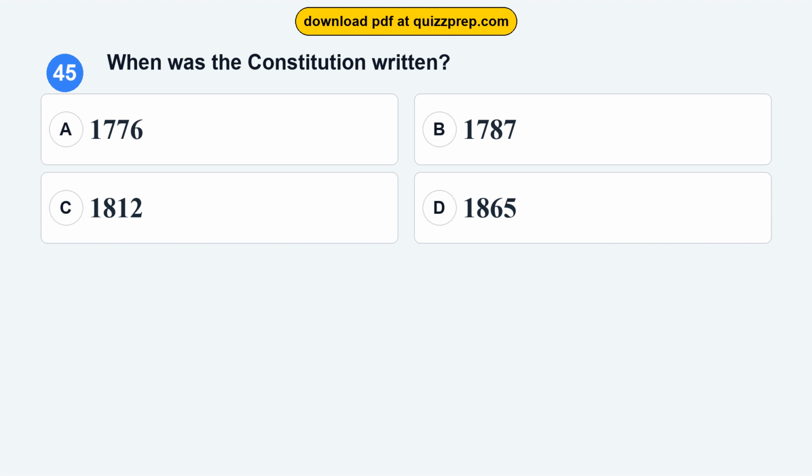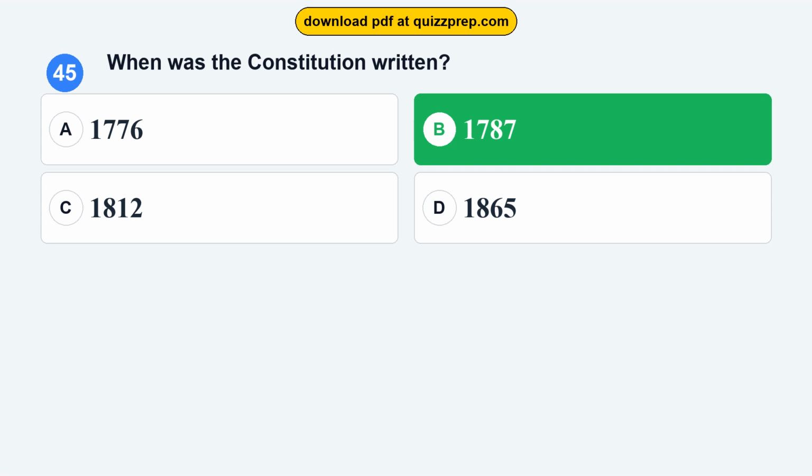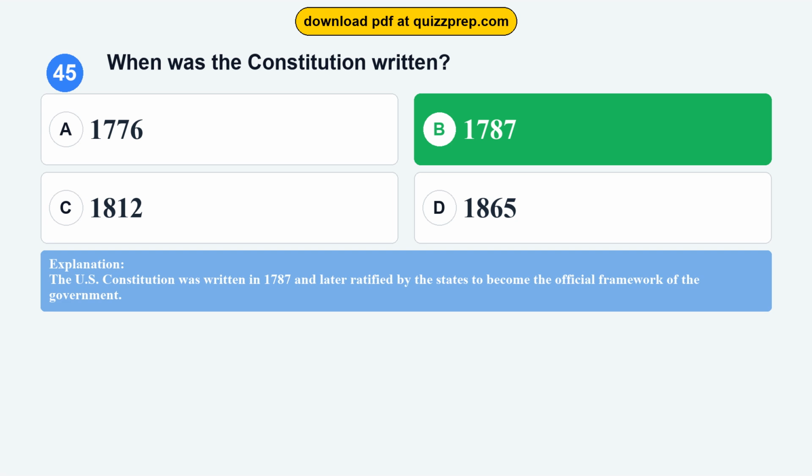Question 45. When was the Constitution written? Option A, 1776. Option B, 1787. Option C, 1812. Option D, 1865. The correct answer is option B, 1787. The U.S. Constitution was written in 1787 and later ratified by the states to become the official framework of the government.